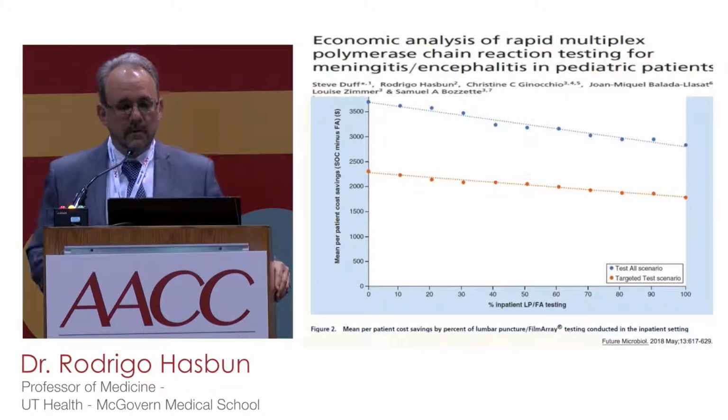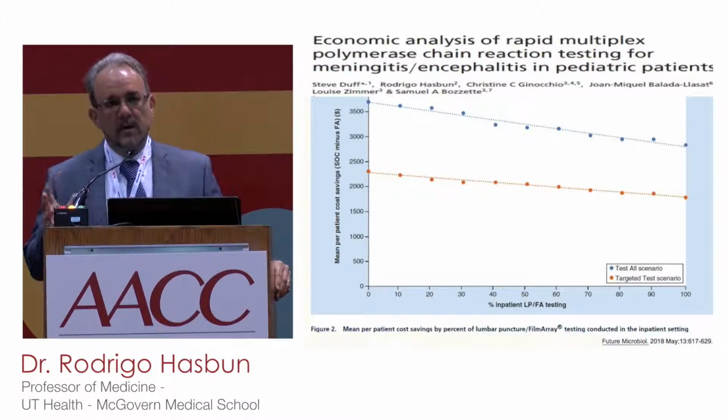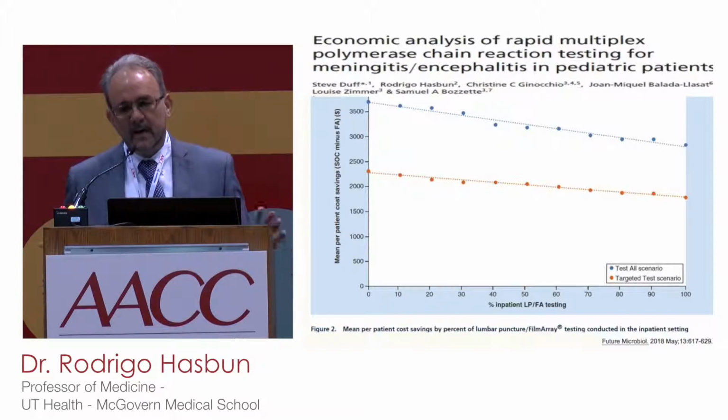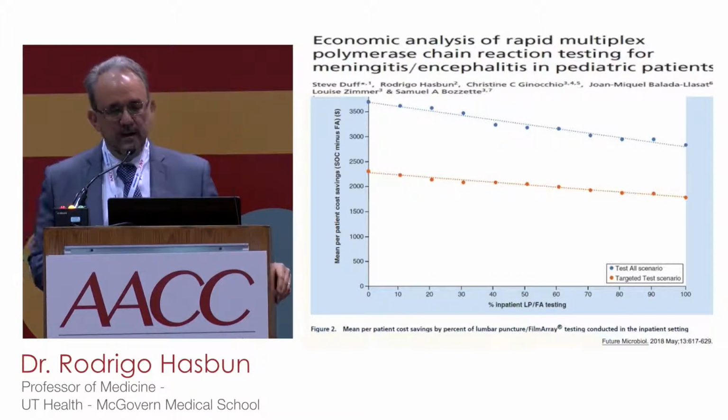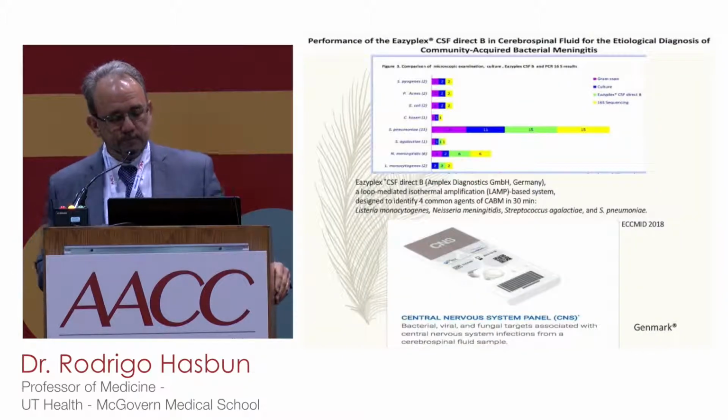And this is, again, in pediatric patients, not adults. This is most likely because of the enterovirus that can be detected in those without pleocytosis. So in this economic model, it shows that it can decrease cost if you implement the FilmArray.